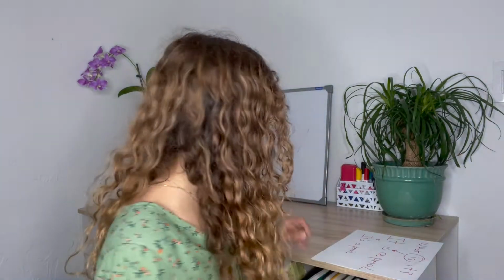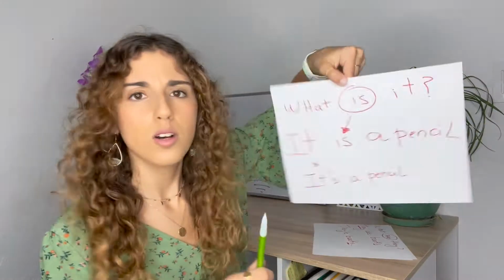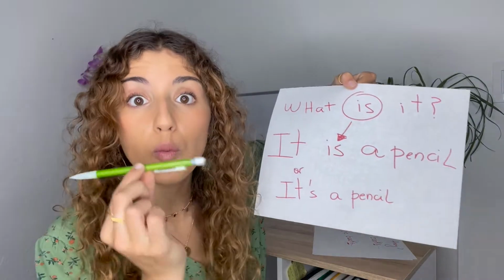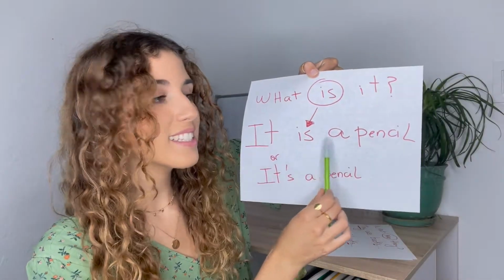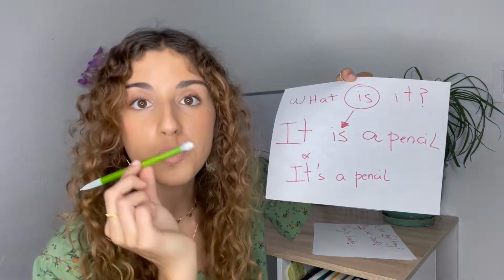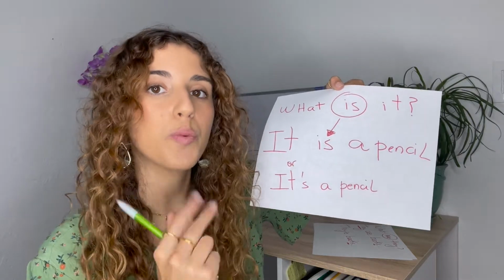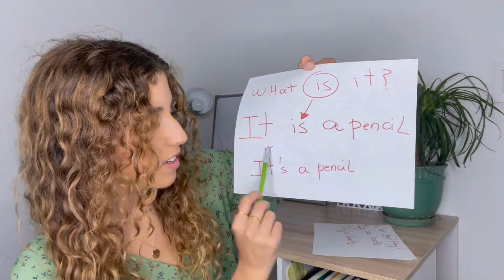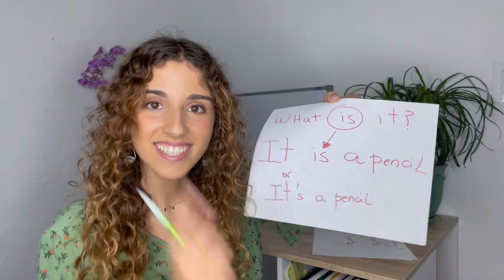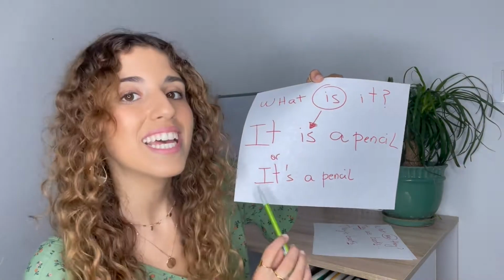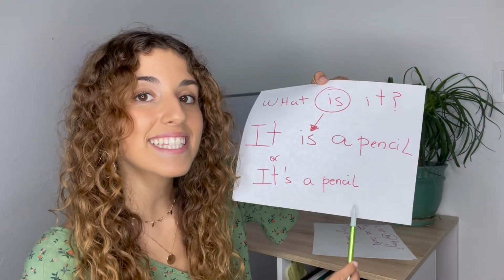For example, let's talk about this pencil. What is it? It's a pencil. I'm using is because it's one pencil. It is a pencil. Is and one are used because it's one pencil. You can say it in two ways, either the normal way or the contracted way. You see this? We learned this in our last lesson. You can check it out up here. So it is a pencil, it's a pencil, it is.